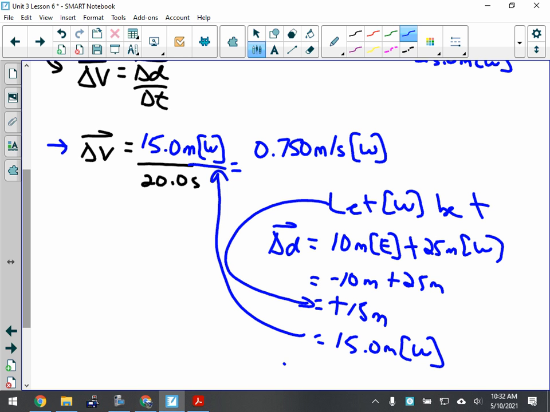Okay, any questions on that first one there, anyone? Again, we have to remember that velocity is a vector. So we need not only the magnitude, but also a direction. Which way is he headed in?